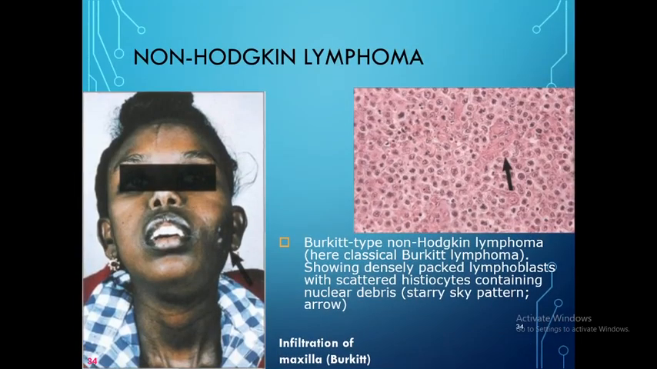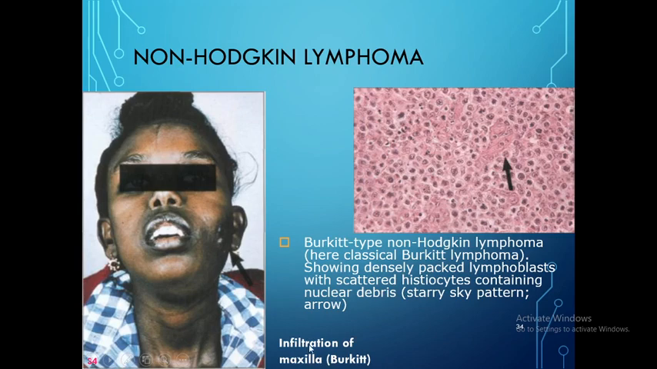Burkitt type non-Hodgkin lymphoma. Here the classical Burkitt lymphoma shows densely packed lymphoblasts with scattered histiocytes containing nuclear debris. We call that the starry sky pattern. From an arrow they have shown you this starry sky pattern; the sky looks like a sky full of stars.